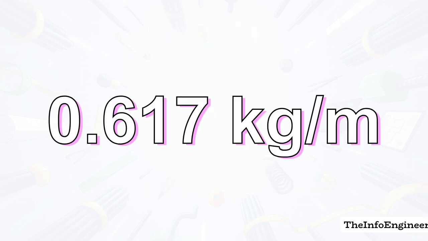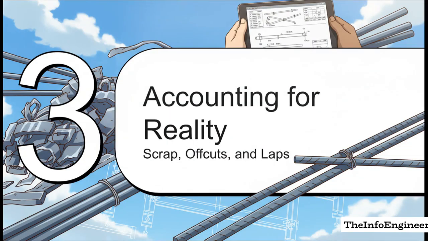So the crucial takeaway here is that if you plug a standard 10mm bar into this equation, so 10 squared divided by 162, you get an exact unit weight of 0.617 kilograms per meter. This is the absolute foundation of turning linear site drawings into billable tonnage. Okay, let's look at Section 3, accounting for reality.